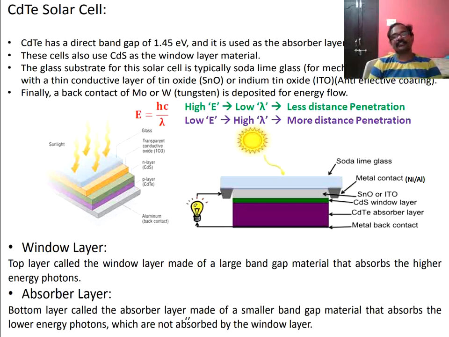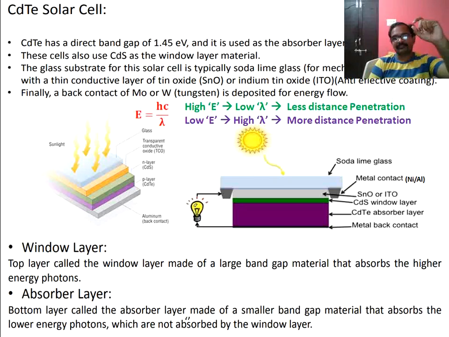What is the meaning of this? Let's talk about an equation. E is equal to hc by lambda. We already know about it. h is Planck's constant, c is the velocity of light. Both are constants, and therefore E is inversely proportional to lambda, that is, energy, the band gap, is inversely proportional to wavelength.